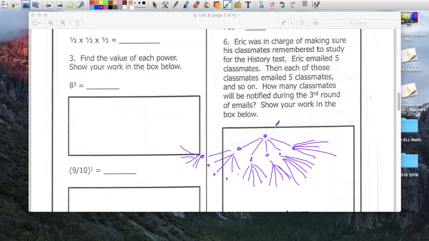So this is the first round, 1 person. The second round was 5 people. In the third round, how many people actually received those emails? 5 to the 0 was the first round. 5 to the first was 5, and then the second round would be 5 to the second power, which is 25 people.